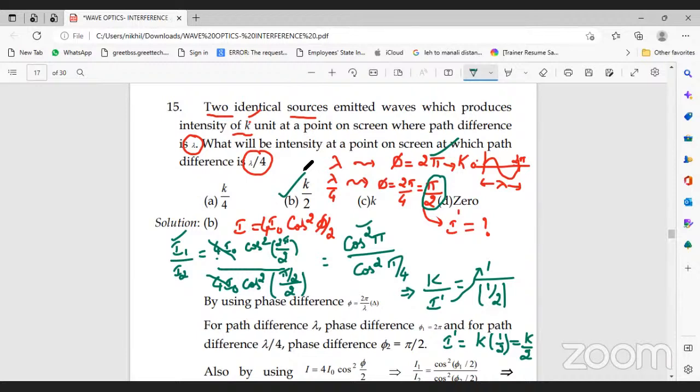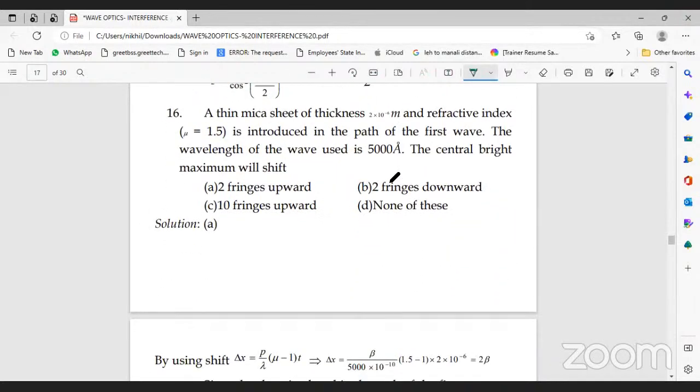So if the path difference changes to lambda by 4 from lambda, then the intensity will become K by 2. So which is the right option? Option B.